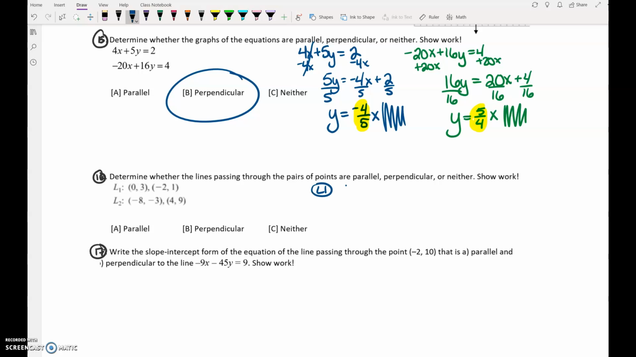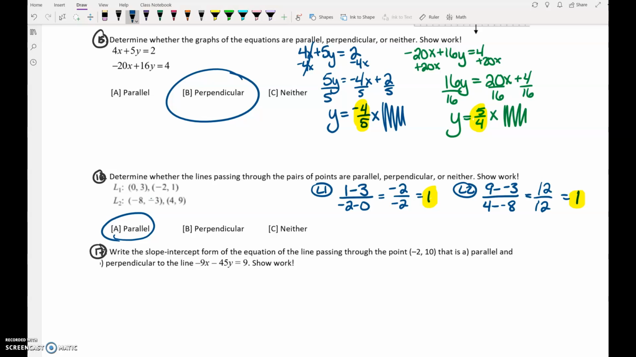So the slope of line 1, subtract your y's on top, subtract your x's on the bottom. That one is 1. Line 2, subtract your y's on top. You may have to do minus and negative because that first point has negative numbers. Subtract your x's on the bottom. We've got 12 over 12, which is 1. They are both positive 1. They are exactly the same, which means the lines are parallel.